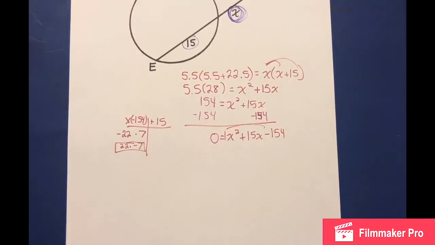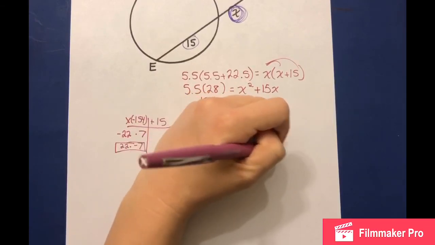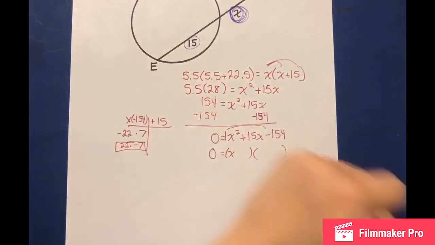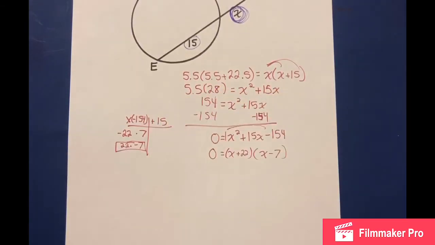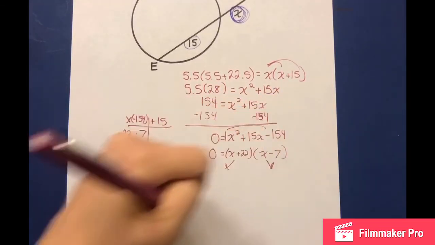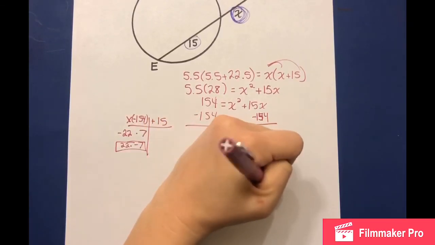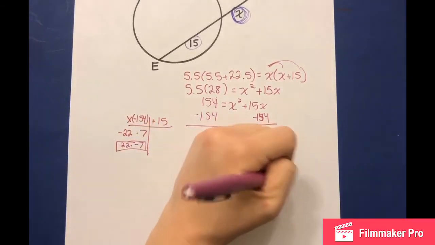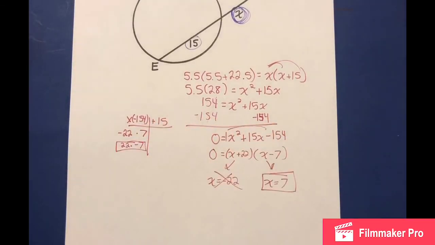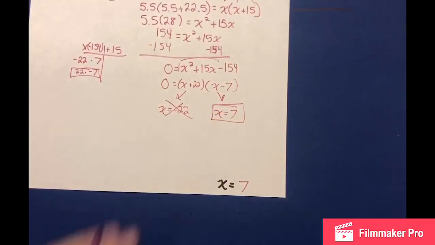Okay, so let's go back over here and let's break this one up. I get 0 equals x plus 22, x minus 7. Set each of them equal to 0. I end up with x equals negative 22, x equals a positive 7. The negative 22 doesn't work, however, the positive 7 does, and that's exactly what they want. So I'm going to put that as my answer down here.